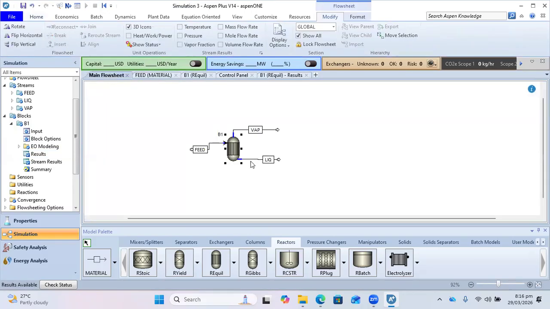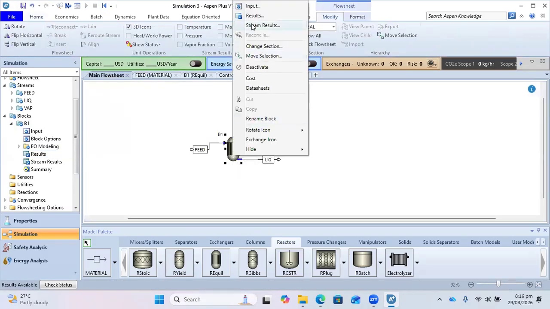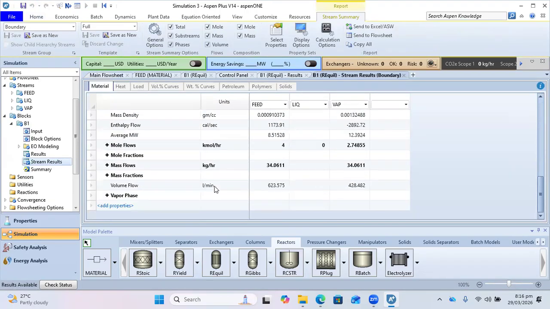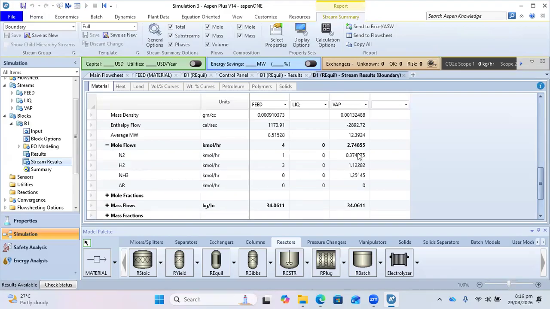Now let's look at the stream results. We should have something very similar to what we had for the Gibbs as well. So we don't have any liquid being formed. Everything is formed in the vapor phase. And that's fine. So we check it and we see these values. This is the amount of ammonia we are producing.